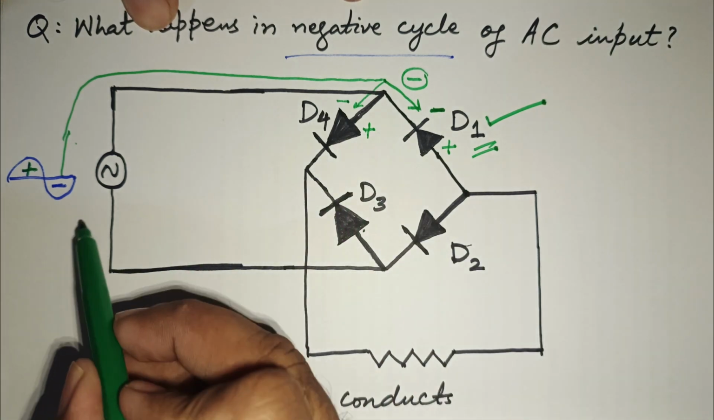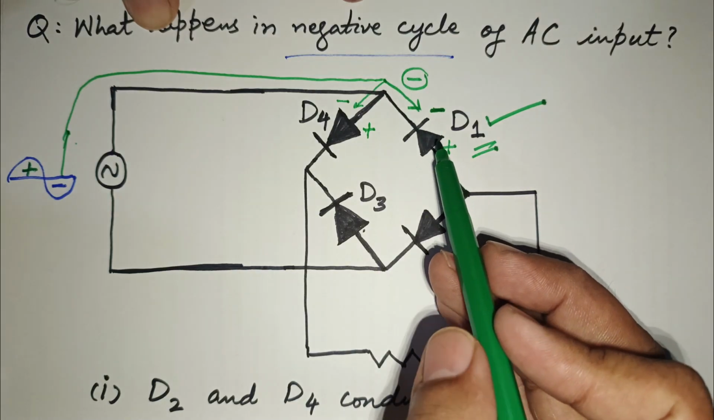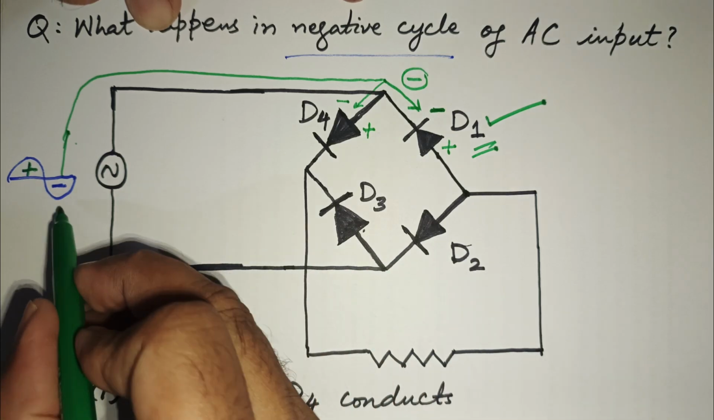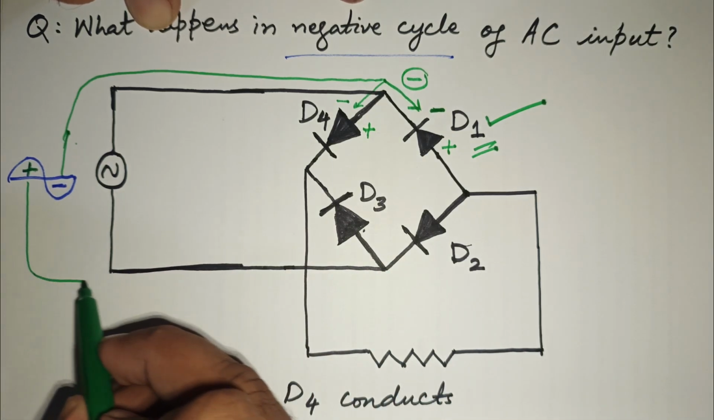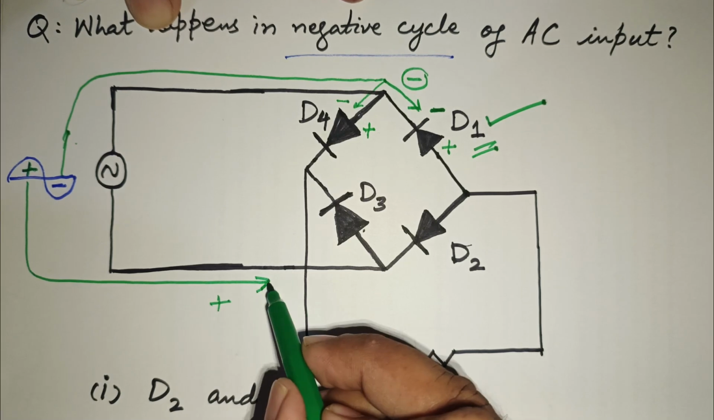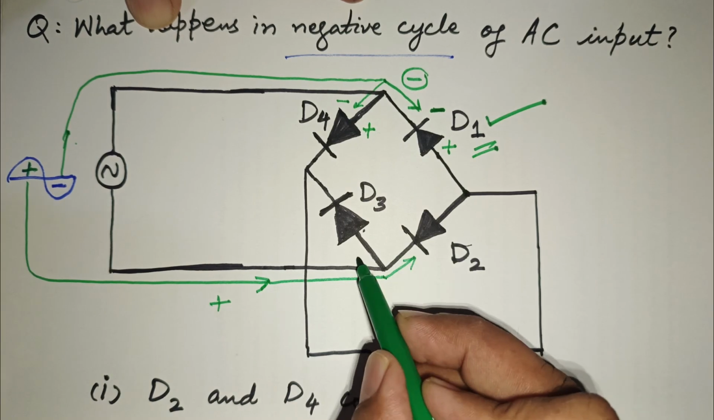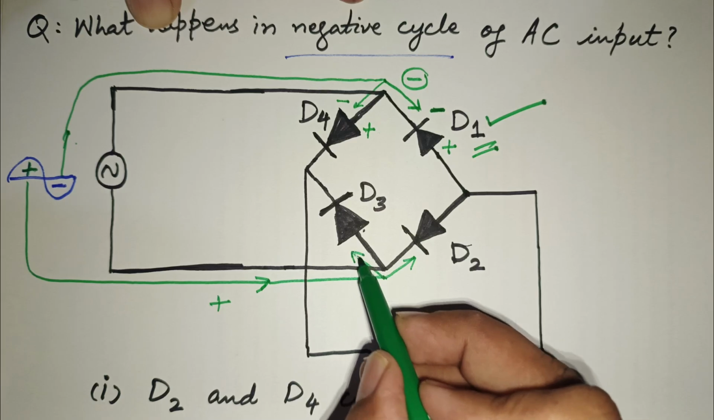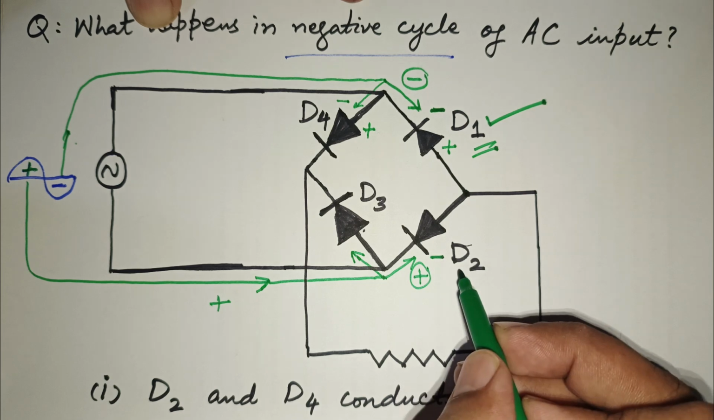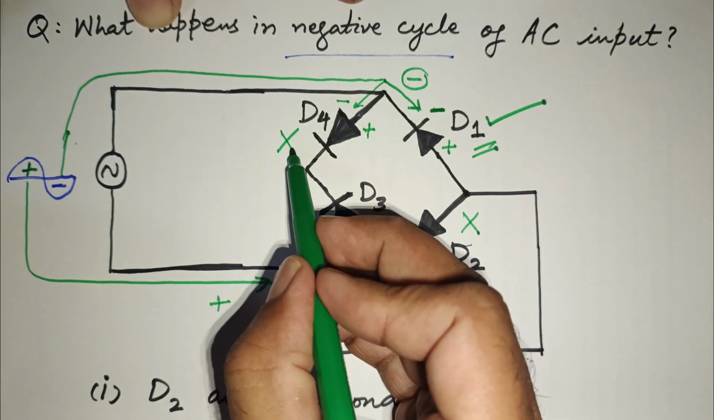Now when this negative cycle moves in this direction, because we are dealing with the AC, alternating current, at the same time the positive cycle will move in this direction. Positive is coming in this direction. When it reaches over here, it has two paths. One is this one and other is this one. When the positive one reaches over here, this is negative terminal of D2. It will not allow, no current. Here is no current.